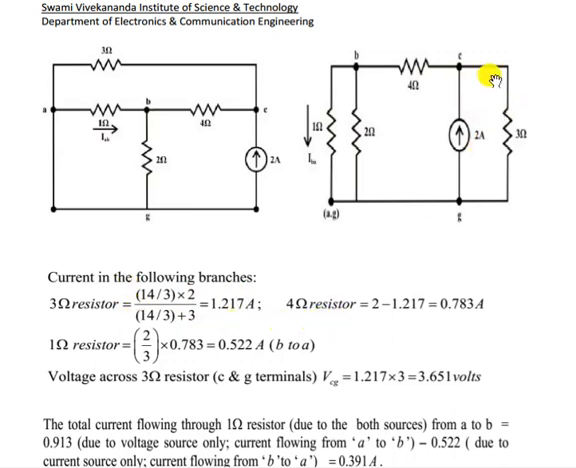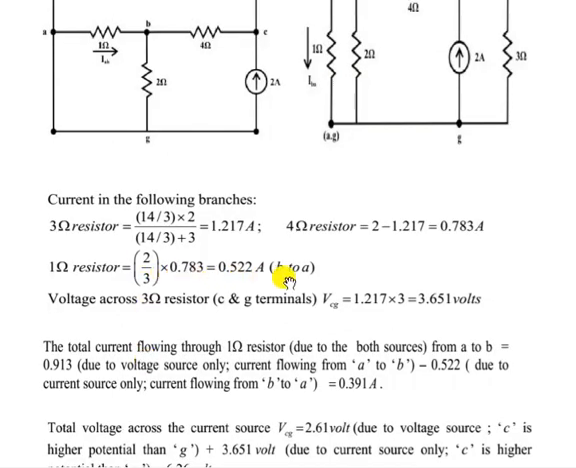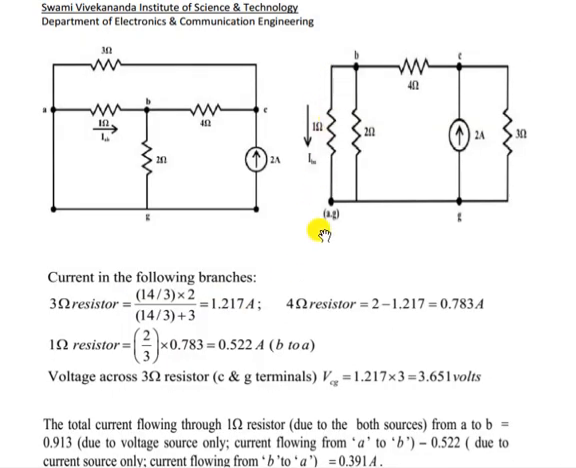So if we get the current flowing through the 3 ohm resistor, then what is the current flowing through the 4 ohm resistor? That is 2 minus that current, 1.217. We got this. Now this current is divided into two parts, and one of the currents is flowing through the 1 ohm. Now through the 1 ohm resistor, what is the current? Total current is 0.783 into the other branch resistance, that is 2, divided by total branch resistance, that is 3. So 2 by 3 into this. So that is flowing from B to A.